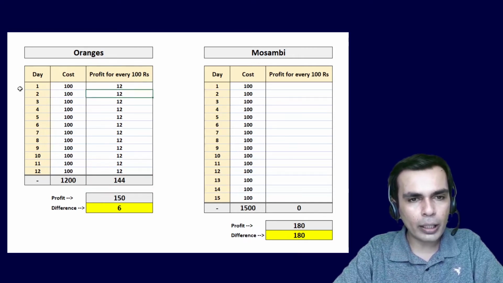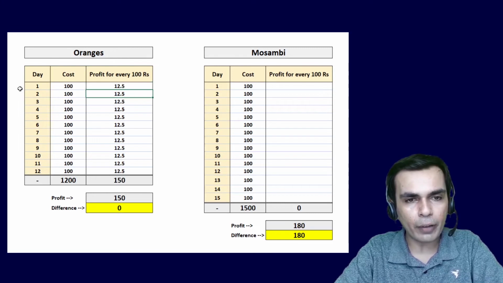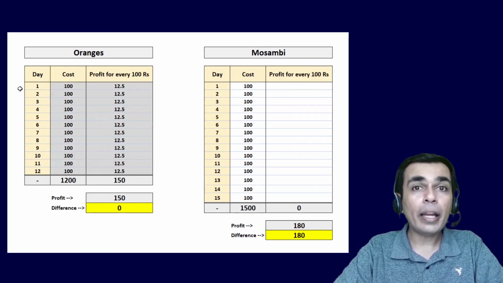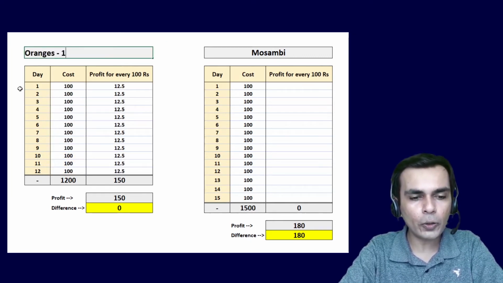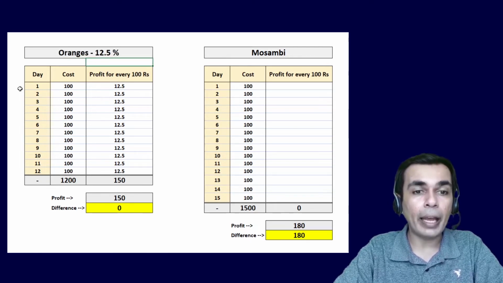If I do 13, 6 is still left. So if I do 13, I've actually exceeded the profit. I've not made 156. So let me do 12 and a half, exactly 150. So you see, for every 100 here, the profit is 12 and a half. So we've actually found out the percent. The profit for the oranges would be 12.5%, which is 12 and a half for every 100.